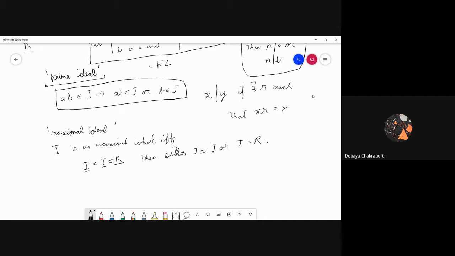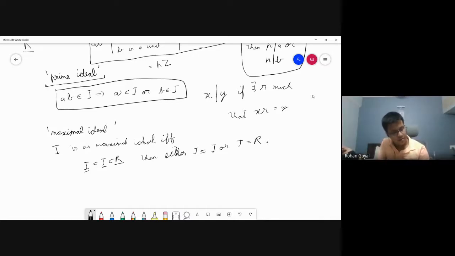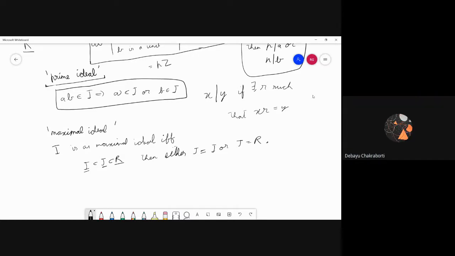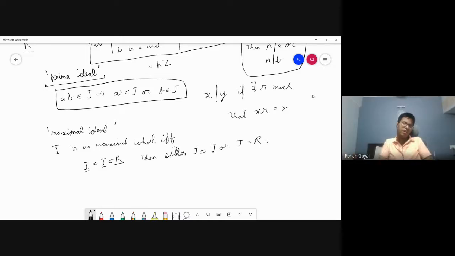Then R excluding I has no other ideal, right? If you add any more elements to the ideal, you would have to generate the entire ring is a way to put it. But I don't quite get what you mean.